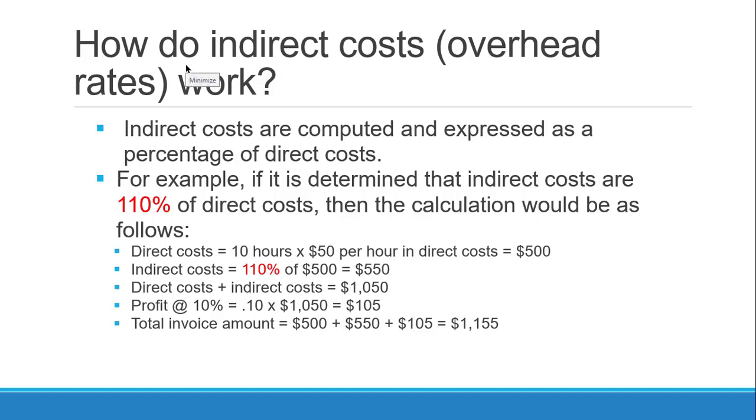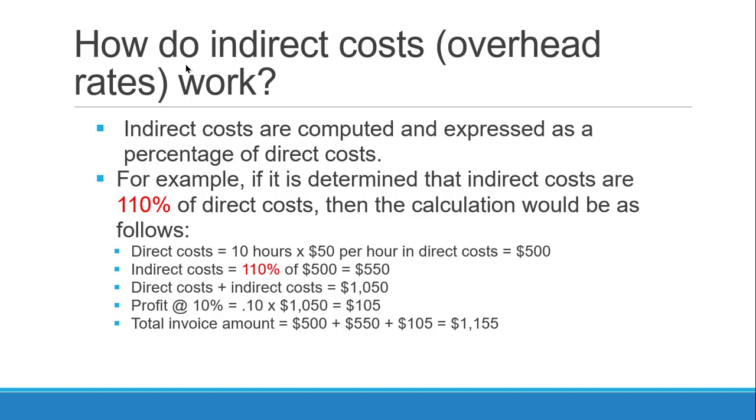How do indirect costs, i.e. overhead rates, work? Well, indirect costs are computed and expressed as a percentage of direct costs. For example, if it is determined that indirect costs are 110% of direct costs, then the calculation would be as follows. Direct costs equal 10 hours multiplied by $50 per hour equals $500 in direct costs. Indirect costs at 110% of $500 total to $550.